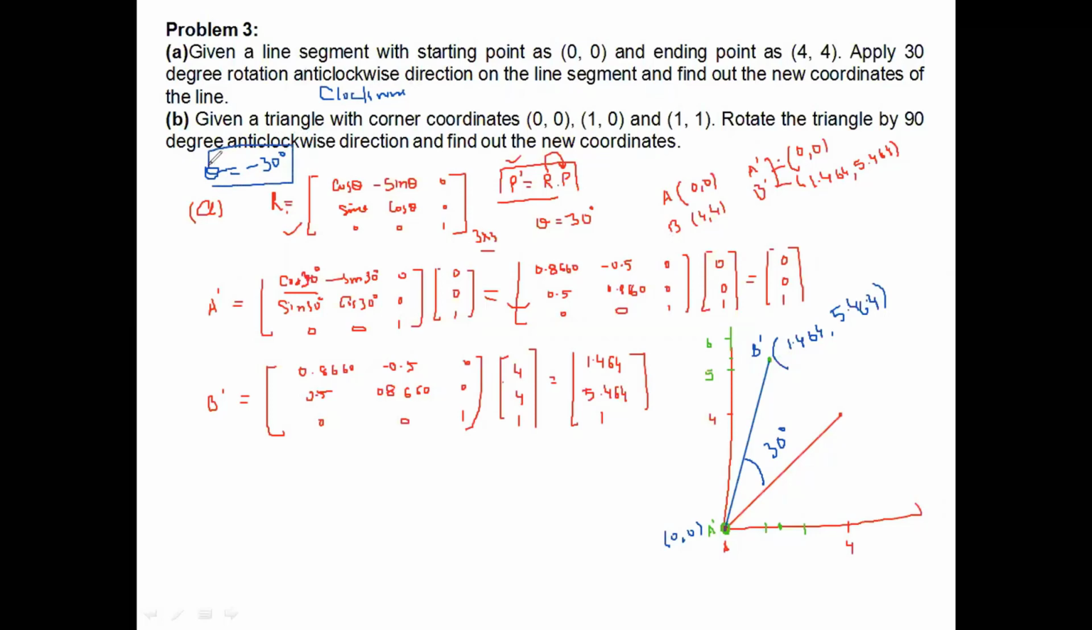Whenever the rotation is in the anti-clockwise direction, you have to take the angle in positive values, and when the rotation is in the clockwise direction, it will always lead to negative values of rotation. So this is the positive rotation, that is the anti-clockwise direction, and this is the negative rotation, that is the clockwise direction. So you have to keep this in mind.